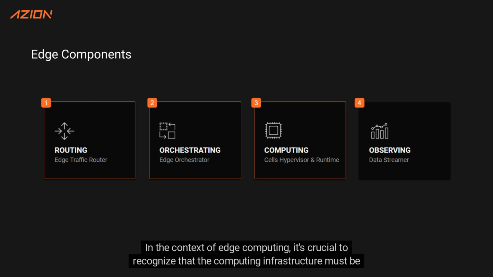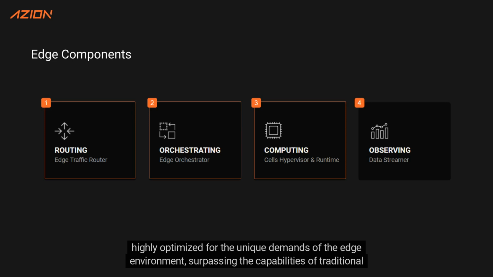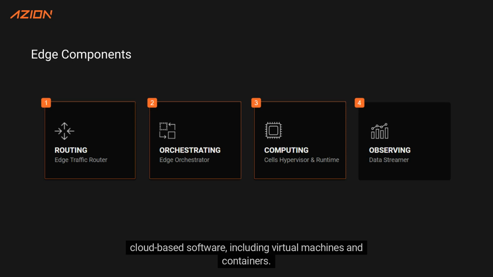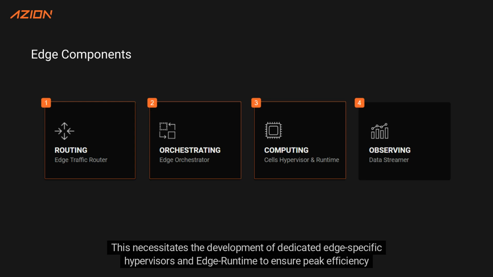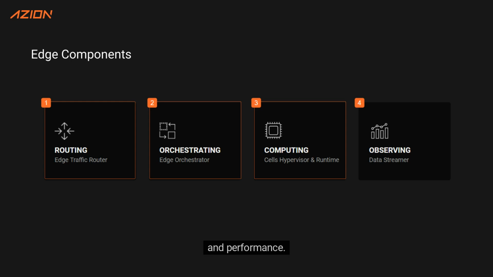In the context of edge computing, it's crucial to recognize that the computing infrastructure must be highly optimized for the unique demands of the edge environment, surpassing the capabilities of traditional cloud-based software, including virtual machines and containers. This necessitates the development of dedicated edge-specific hypervisors and edge runtime to ensure peak efficiency and performance.